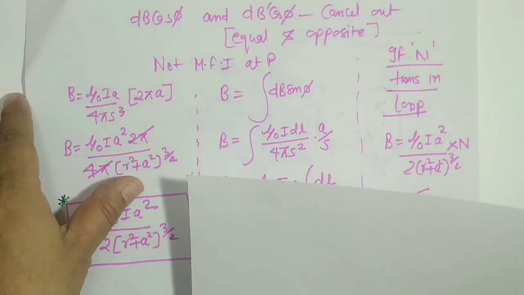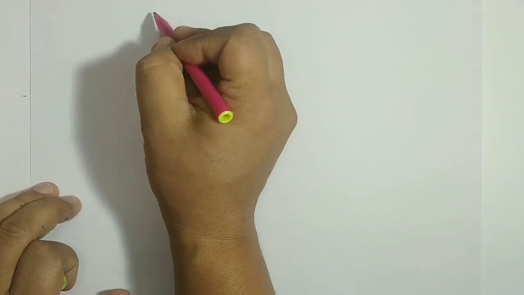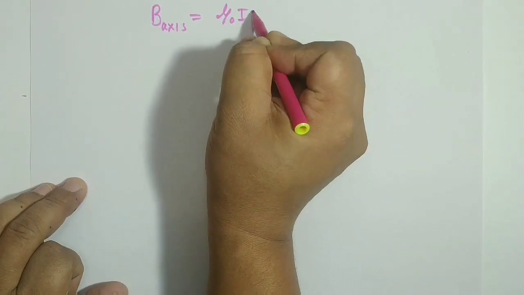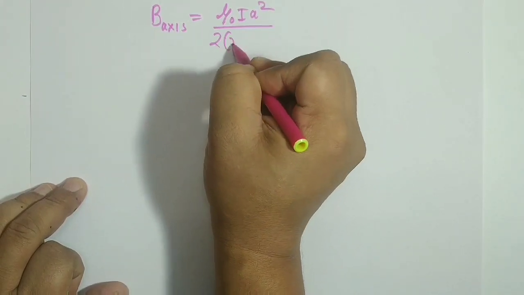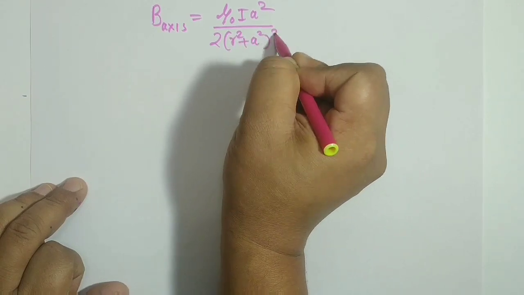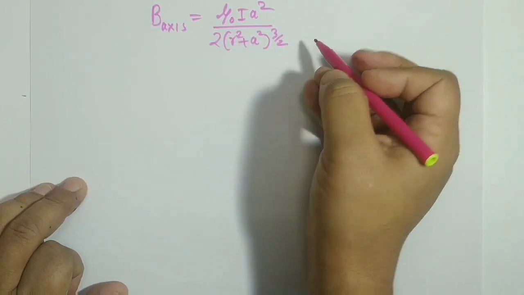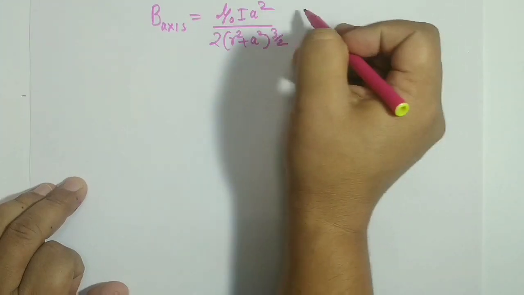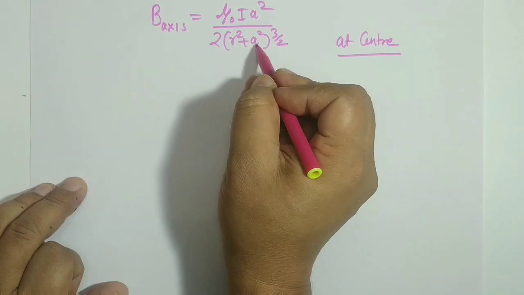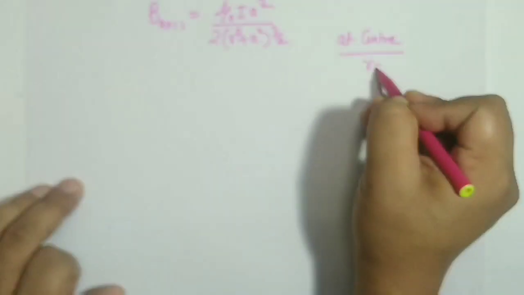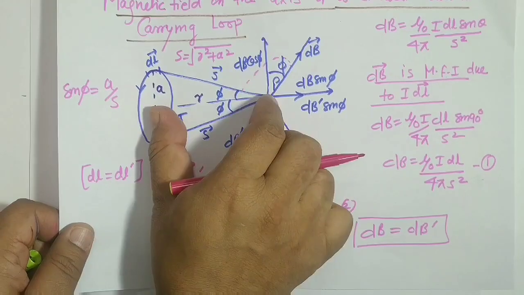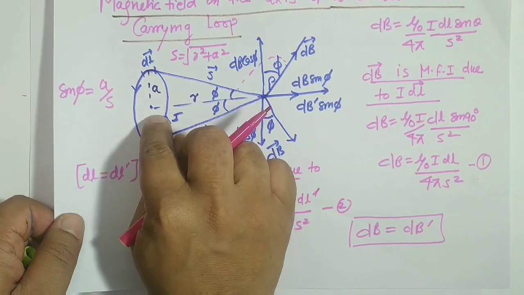Now one important thing I want to tell you is that if B on axis is mu naught I A square by 2 times (R square plus A square) to the power 3 by 2, can we get it at the center? Do you know at the center what will happen? At the center, R will become 0. There will be no position. If you see this diagram, this R will not be there. It will directly come to the center. So R will be 0.